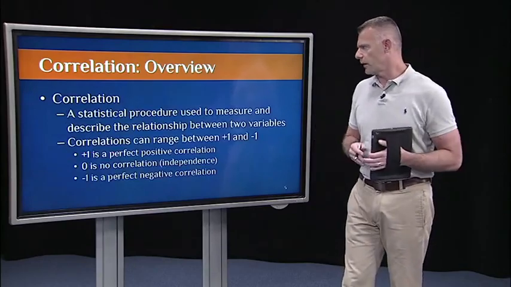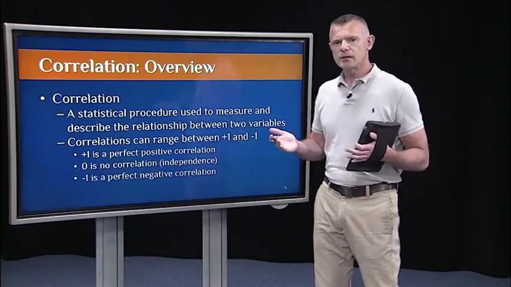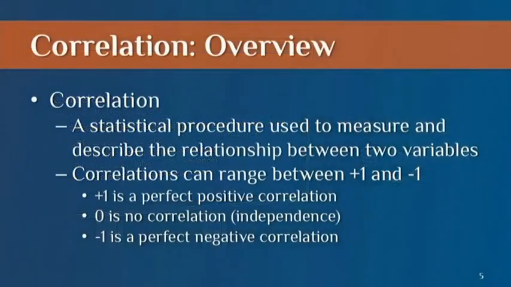So first, what is a correlation procedure? It's just a statistical analysis used to measure or describe the relationship between 2 variables. Correlation coefficients can range between +1 and -1. A +1 indicates a perfect positive correlation. A -1 indicates a perfect negative correlation. 0, of course, indicates there's no relationship at all.